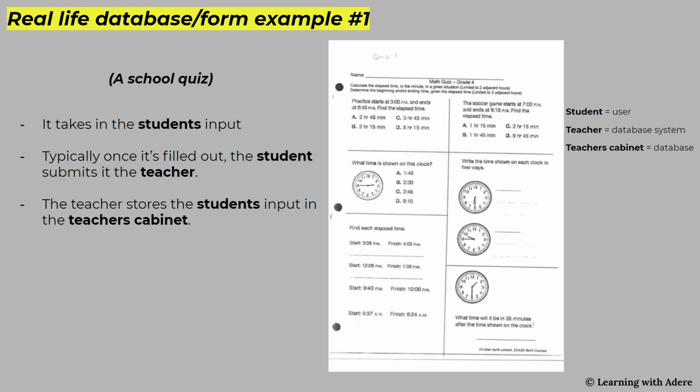So she's the one who stores it because she knows how it needs to be organized, and then whenever she wants to go look at it in the future, she knows the way she organized it, and she can easily find your quiz to give it back to you. So that's an example of a database and form in the real world.